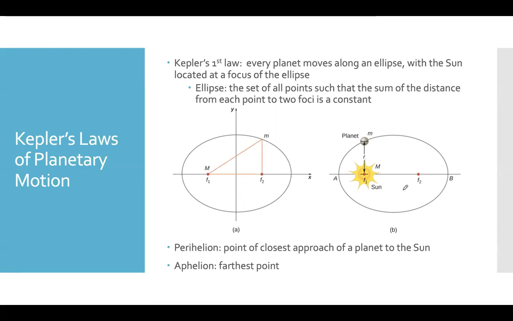So Kepler's first law states that every planet moves along an ellipse. And notice that an ellipse is not a perfectly circular orbit, right? So every planet moves along an ellipse with the sun located at a focus of the ellipse. Now, an ellipse is the set of all points such that the sum of the distance from each point to two foci is a constant.